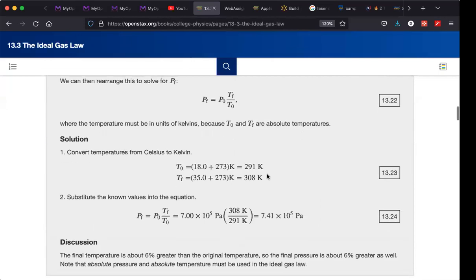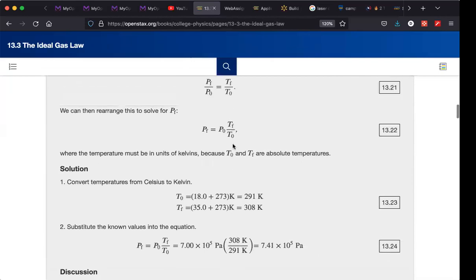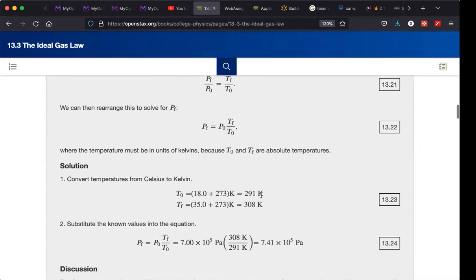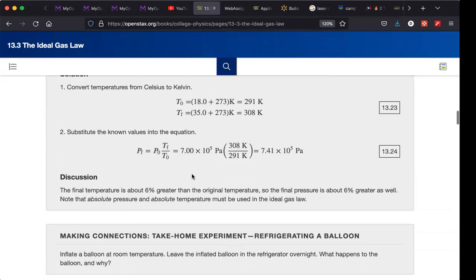It's pretty simple. Make sure, though, these are not changes in temperature. This is temperature final over temperature initial, not temperature final minus temperature initial. So you need to have them in Kelvin. So you need to convert the Celsius to Kelvin by adding 273 to both, and then you can get the final pressure.